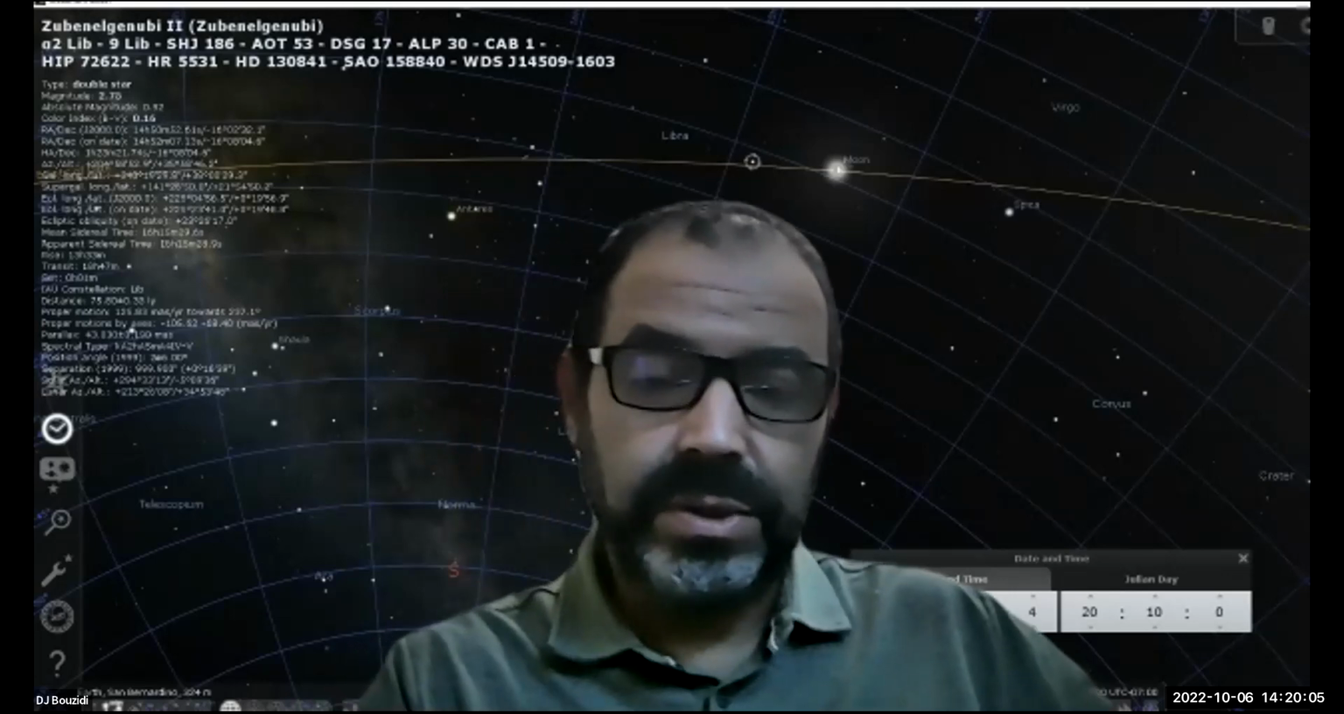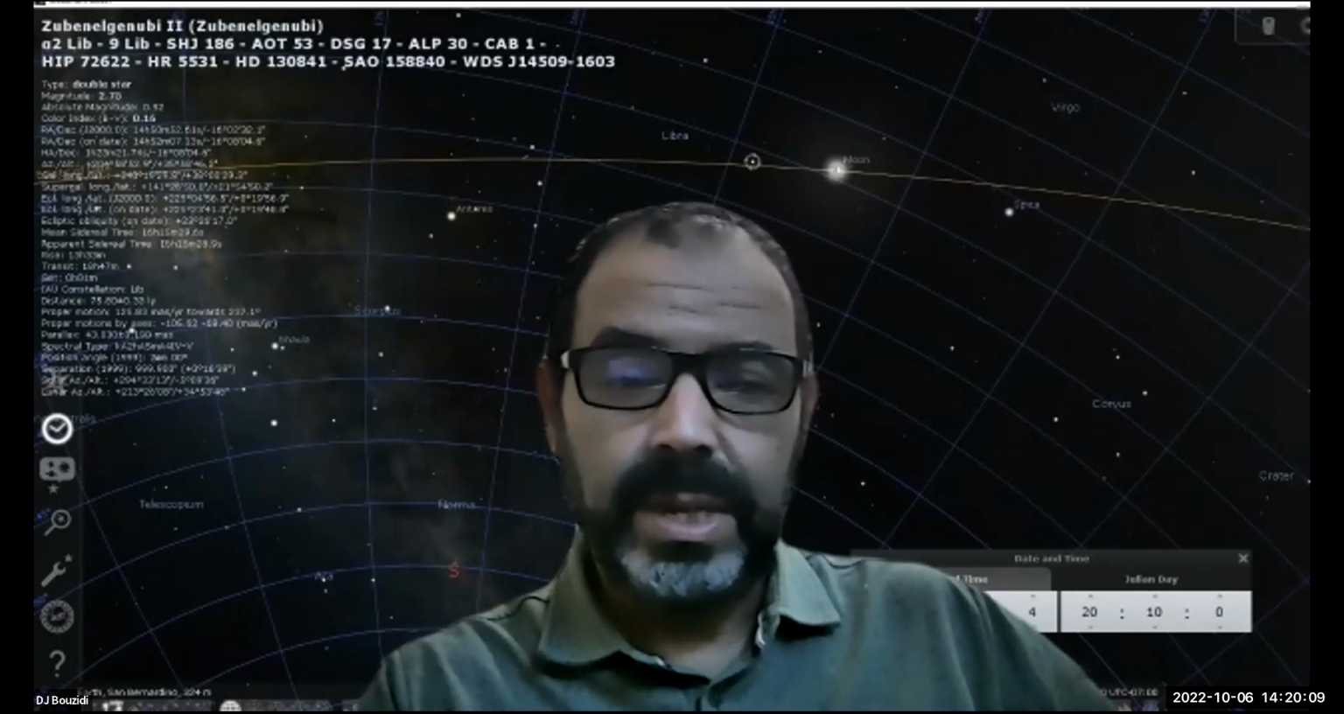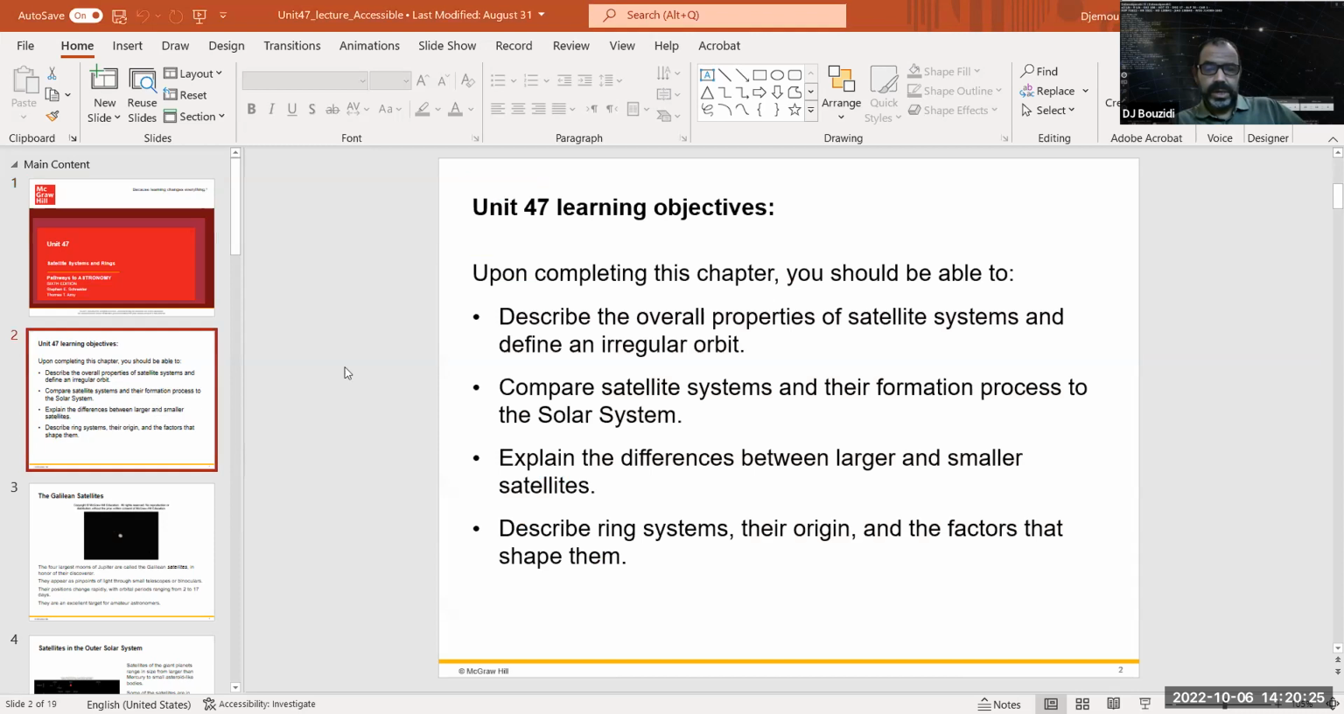So this is in terms of what we saw last time. Today, we're going to delve into another topic, really, which is kind of an extension to that topic, and that is the outer satellites, basically the moons specifically, okay? We're going to talk about the moons outside of the inner planets in general, and the ring systems. So these are the objectives.